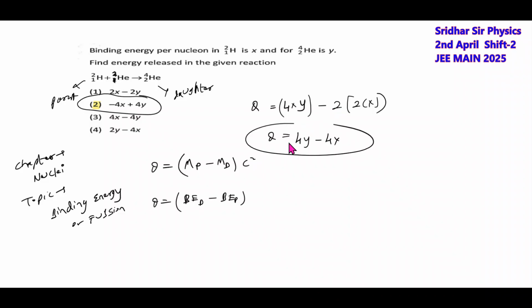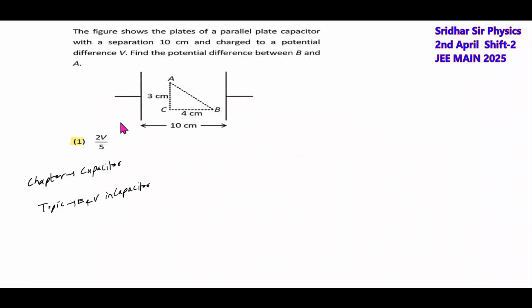Okay, we'll move to the next question. This question belongs to the chapter capacitor, and the topic is electric field and potential difference across the capacitor, just based on the basics. The figure shows the plates of a parallel plate capacitor with a separation of 10 centimeters, charged to a potential difference V. Find the potential difference between B and A.